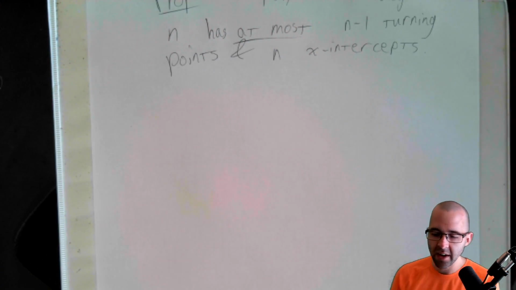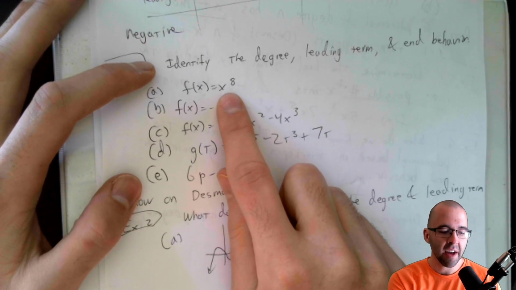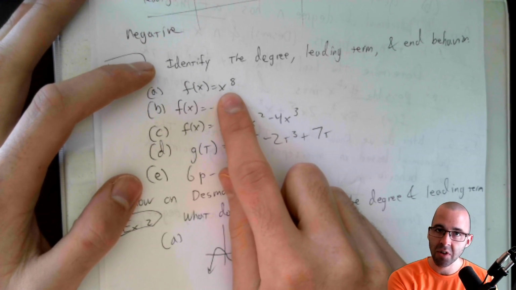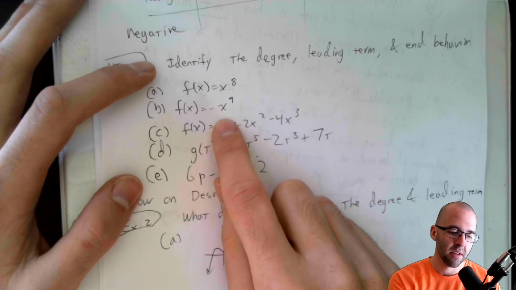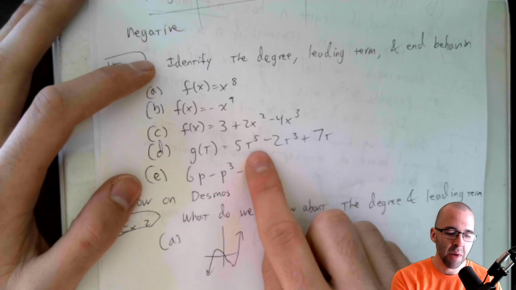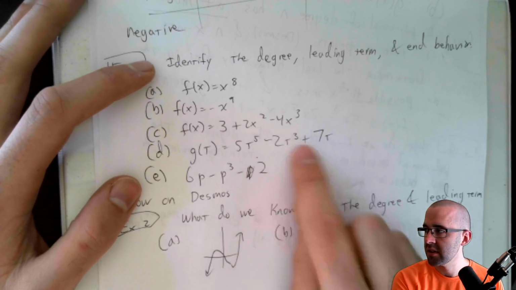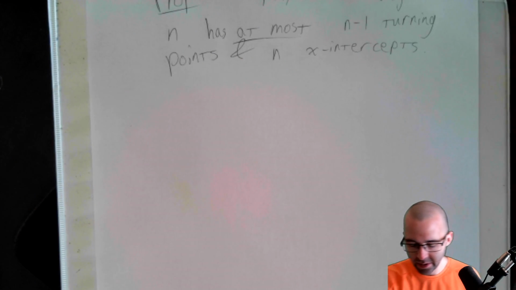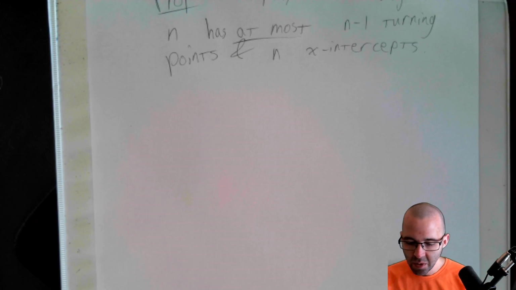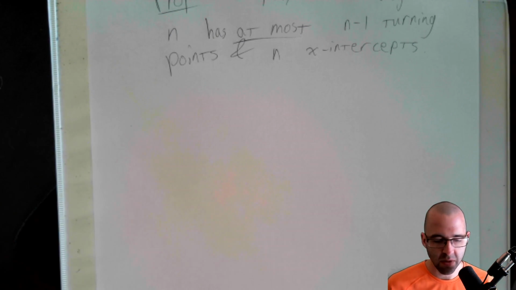So we could go back and talk about how the property works. This is degree 8, so this polynomial has at most 7 turning points and at most 8 x-intercepts. This has at most 5 x-intercepts and 4 turning points. That's just a little property that we're going to be talking about a little bit, but not too much. We'll use it a little bit in the rest of the section, though. The end is going to be talking about turning points some more.